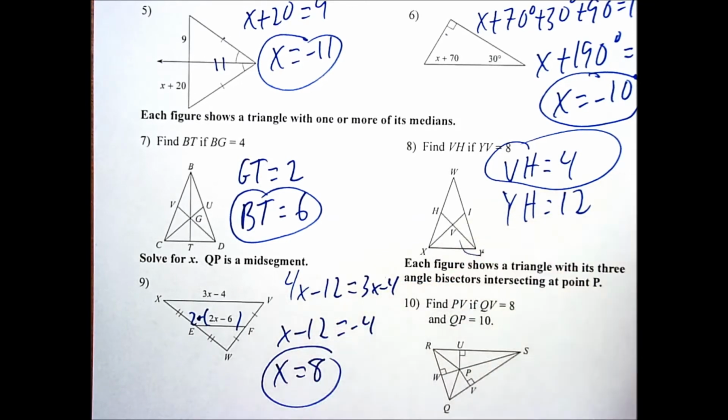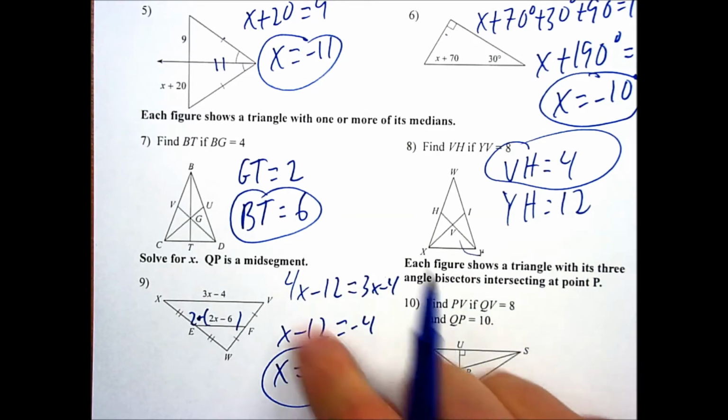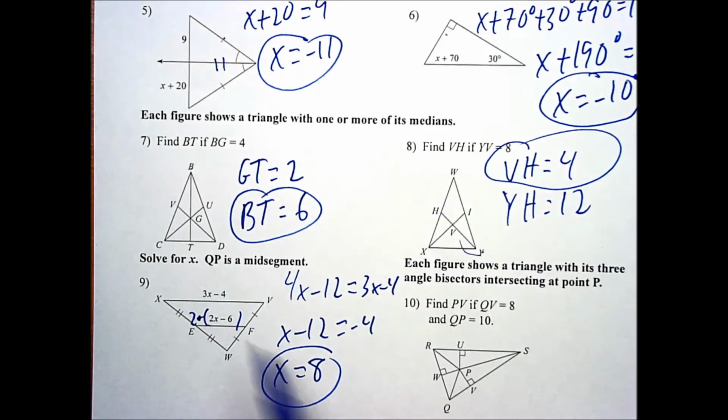I can, in fact, verify that it is half in length by substituting 8 back in for x. 3 times 8 is 24. Minus 4 is 20. So this length is 20. Therefore, this length should be 10. 2 times 8 is 16. Minus 6 is, in fact, 10. Mid-segment.